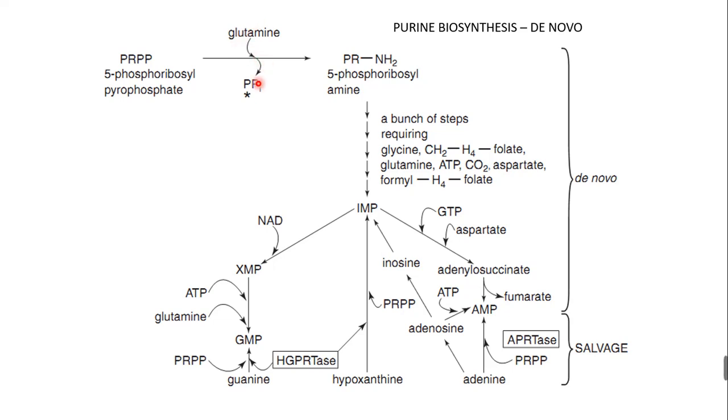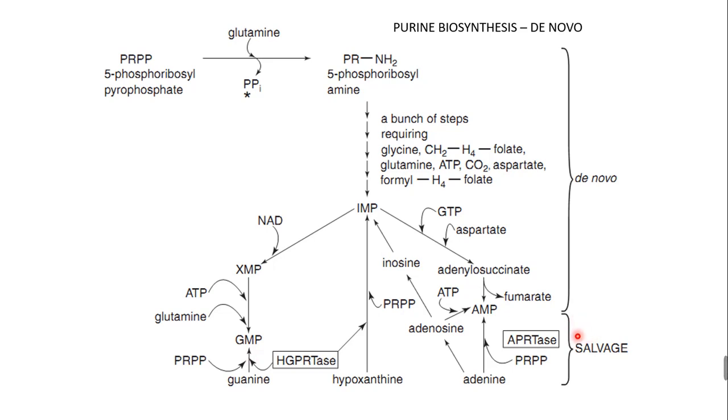action of glutamine with removal of pyrophosphate, and a bunch of steps requiring glycine, CH2-tetrahydrofolate, glutamine, ATP, carbon dioxide, aspartate, and formyl tetrahydrofolate. All these substances are required to synthesize IMP, inosine monophosphate. Inosine monophosphate is converted into xanthine monophosphate, and xanthine monophosphate is converted to GMP, guanosine monophosphate, as the final product.